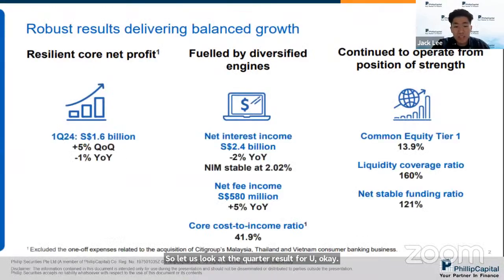So UOB has announced its quarter result, reporting a robust performance also. UOB posts a net profit of 1.6 billion, marking a 5% quarterly increase. Compared with DBS, UOB is still not that good, of course, but compared to itself, the quarterly result is quite good already. The growth was primarily driven by higher net fee income and record trading and investment income. On a year-on-year basis, the core net profit remains stable, showcasing the group's resilience.